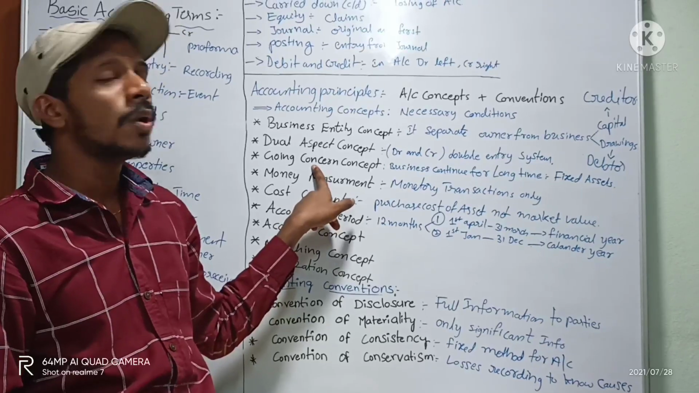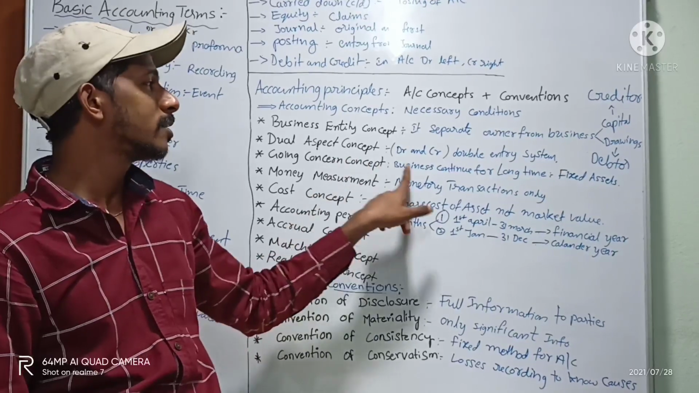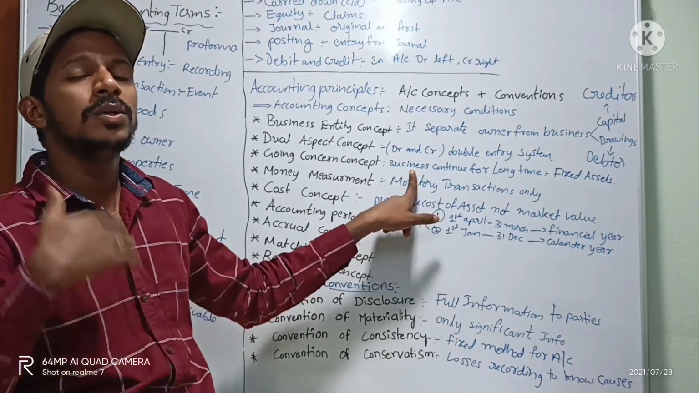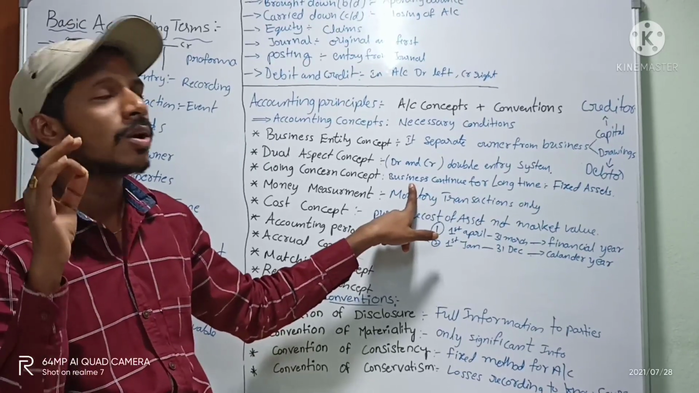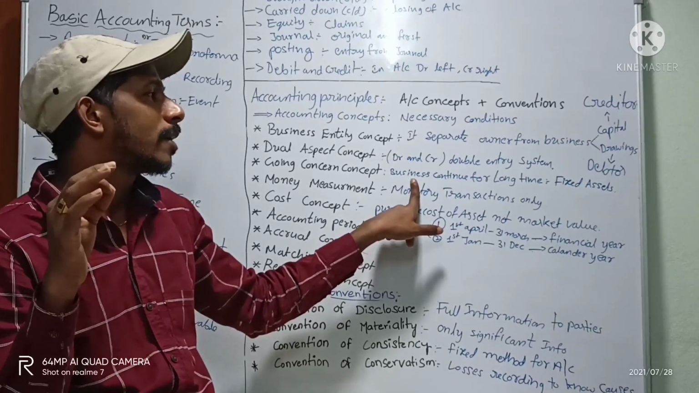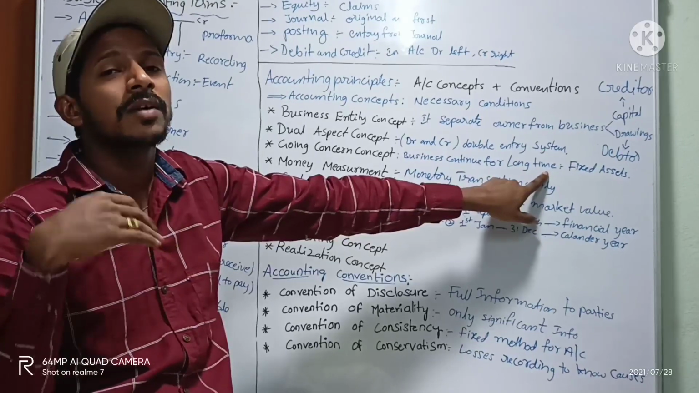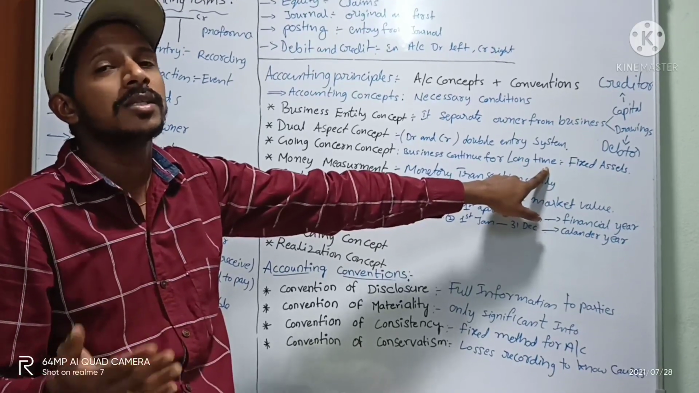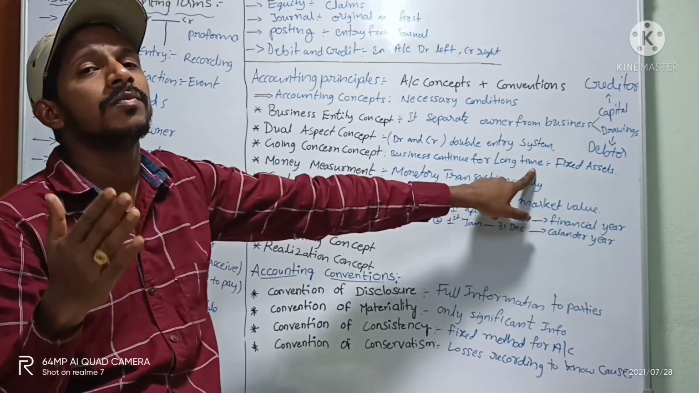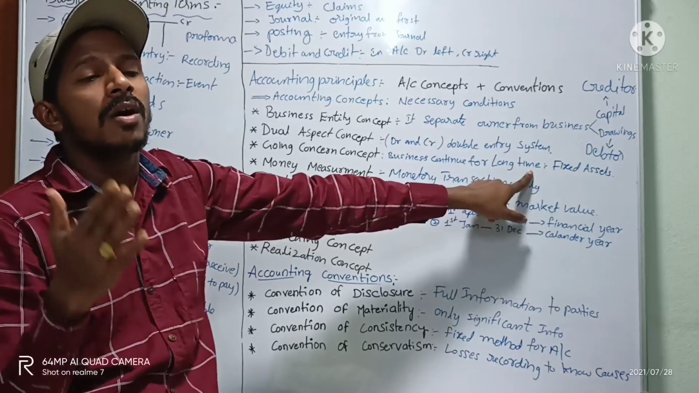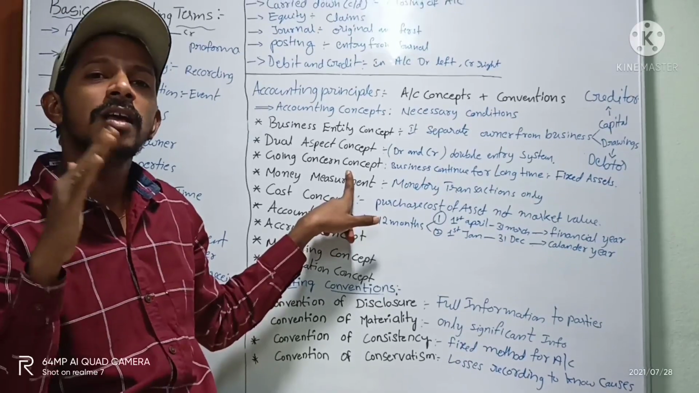And next one, going concern concept. Third concept is going concern concept. Going concern concept means business will continue for a longer period. Based on this, we can see fixed assets. Why are we purchasing fixed assets? For usage over a long period, for the benefit of a long period. So business will continue for a long period and we will earn the profit.